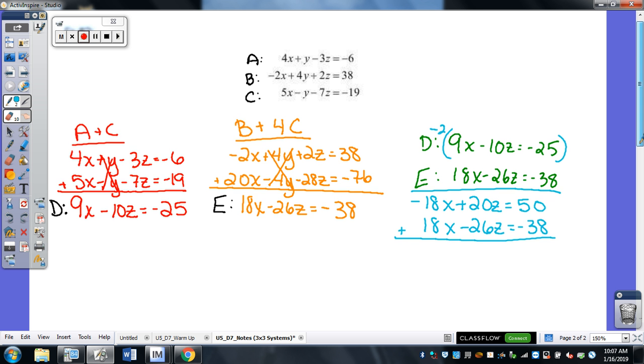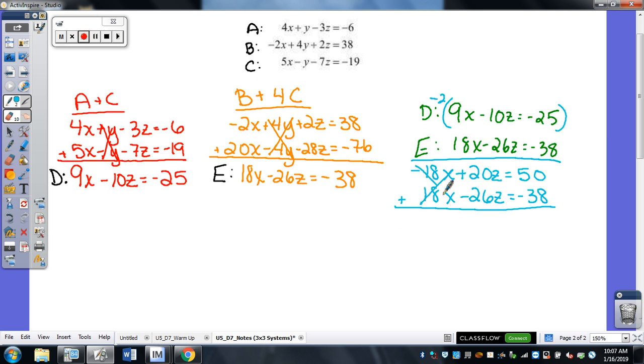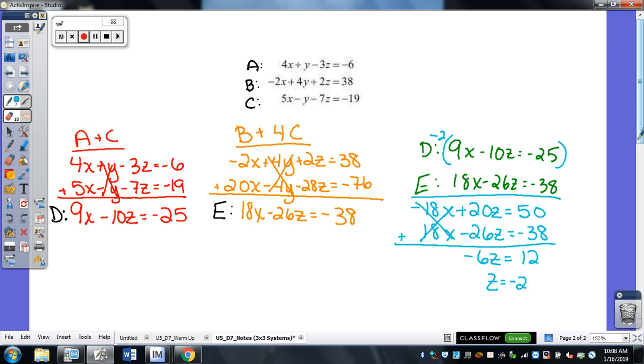So now we can add them. Negative 18, positive 18 cancels. Negative 6z equals 12. So divide by negative 6, what does z equal? Too close. Negative 2. I'll write my little list up here. Z is a negative 2. We got one of them.